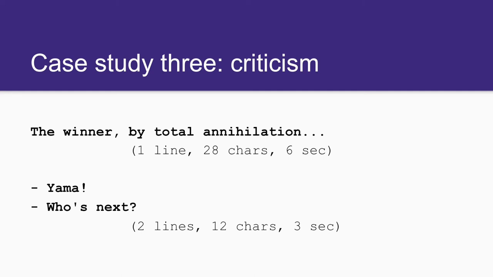We have one line with 28 characters lasting 6 seconds. The winner by total annihilation, ellipsis. Followed by two lines in the same subtitle, amounting to 12 characters in a period of 3 seconds. In all points, we have followed the guidelines to our best knowledge and better judgment.